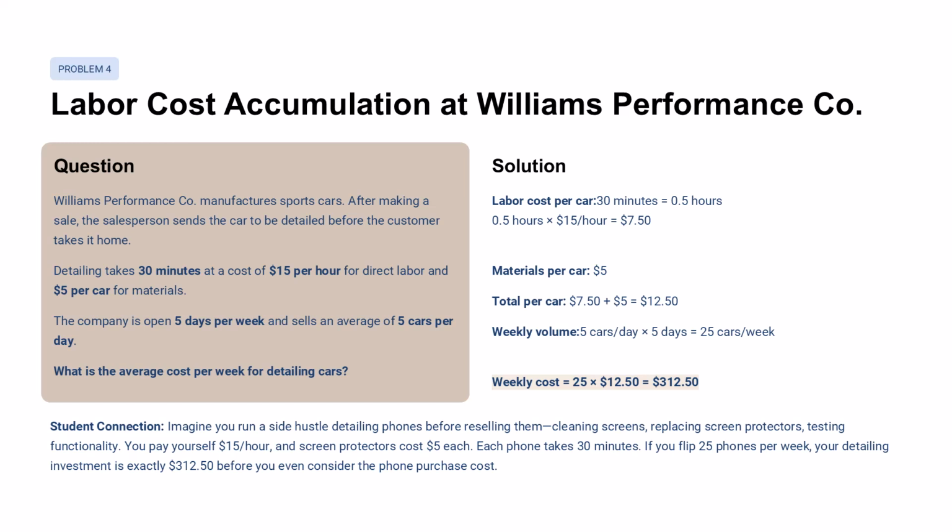Imagine you run a small business detailing phones before you resell them, cleaning screens, replacing screen protectors, testing functionality. You pay yourself $15 per hour, or value your time at that rate, and screen protectors cost $5 each. Each phone takes 30 minutes. If you flip 25 phones per week, your detailing investment is exactly $312.50 of time and materials before you even consider the phone purchase cost.